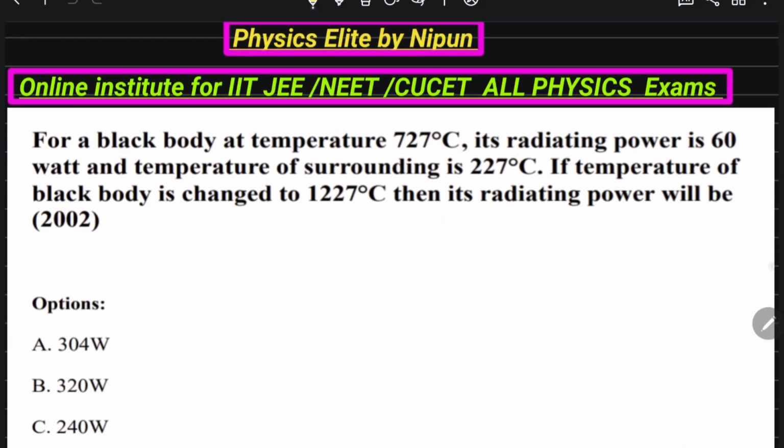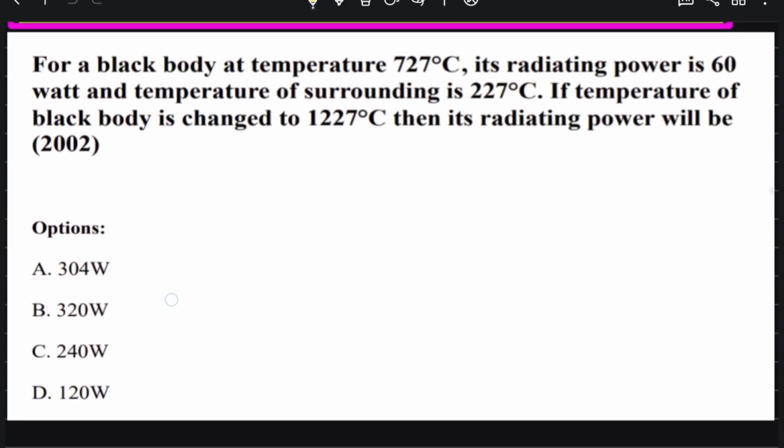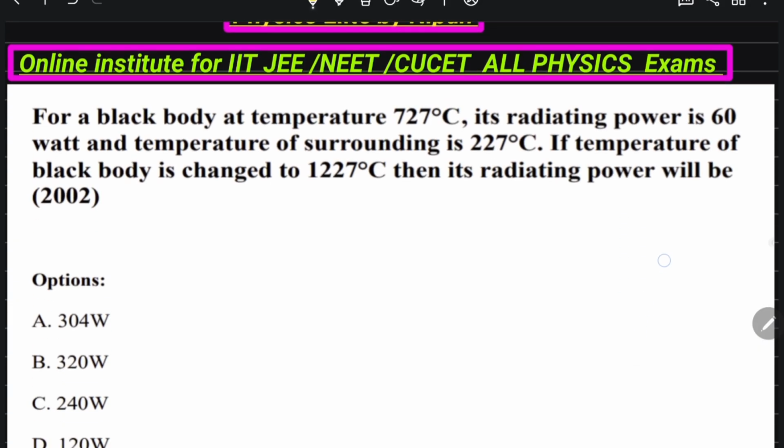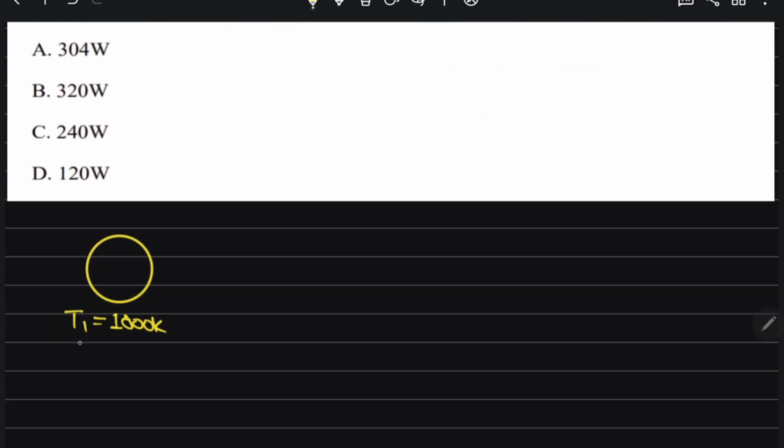For a black body at a temperature of 1000 Kelvin, the radiating power is 60 watt.